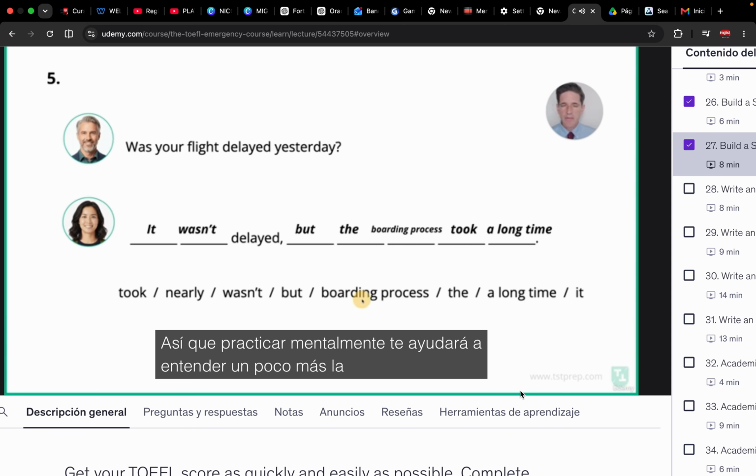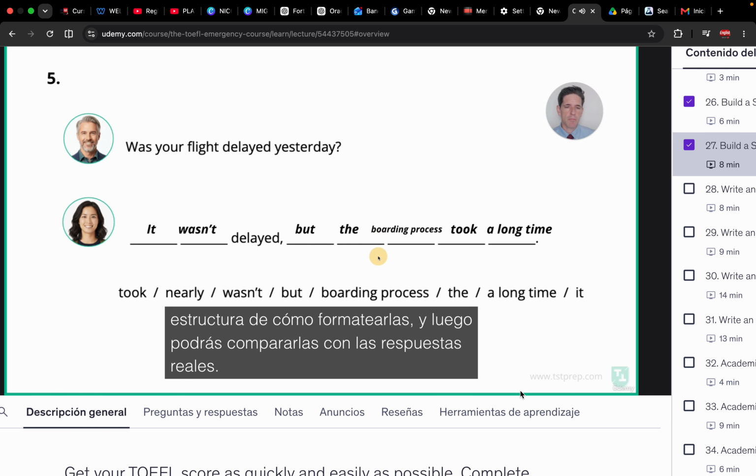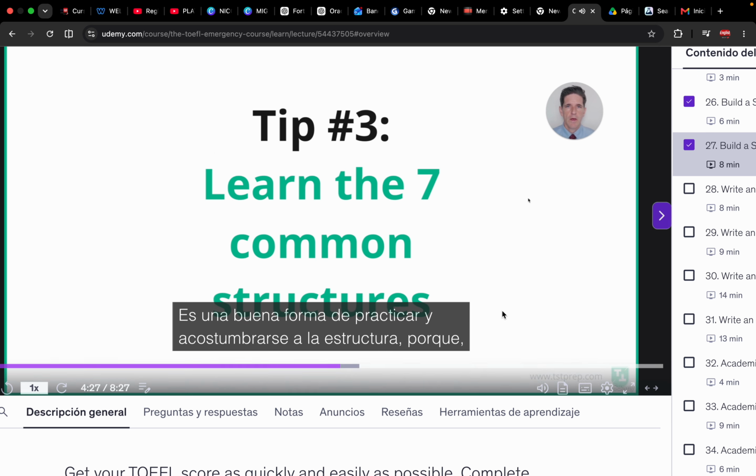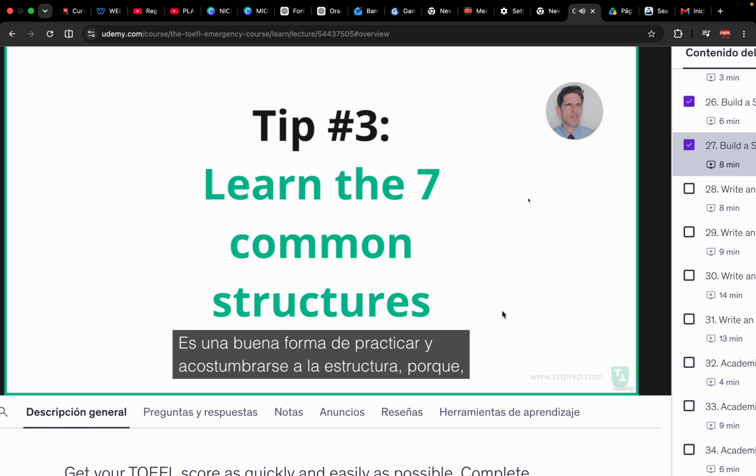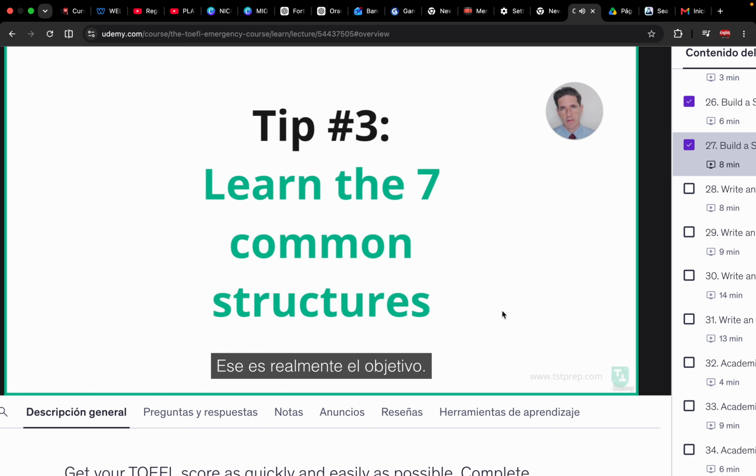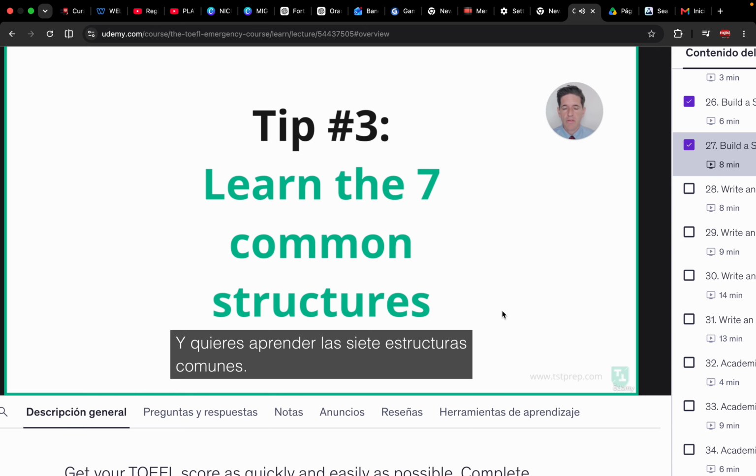So practicing mentally will help you figure out the structure a bit more of how to format them, and then you can compare them to the real answers. So that's a good way to just kind of practice and get used to the structure, because again, you want to get good at recognizing the structure.